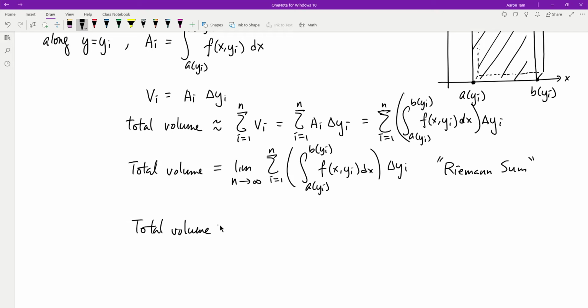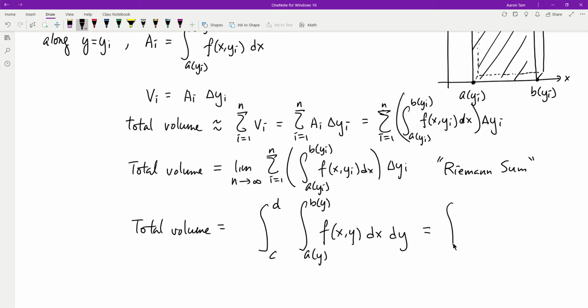is actually equal to an integral from c to d. Remember, in the Riemann sum, the limit and the summation turn into the integral symbol. And then we still have the integral inside that goes from a of y to b of y. We drop the subscript now. f of x, y dx, and delta y sub i becomes dy. And this expression should define the volume that we're looking for, which means it should equal the Riemann integral, or the double integral, that we set up before.